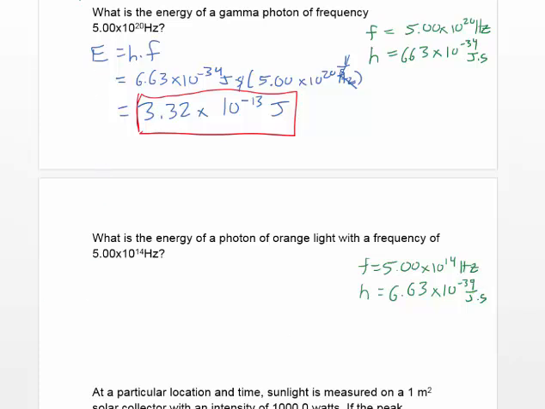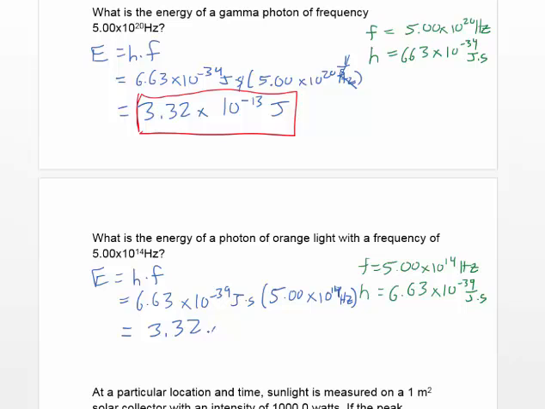What do we know? What's our equation? Energy is equal to h times the frequency, which is 6.63 times 10 to the negative 34th joule seconds times 5.00 times 10 to the 14th hertz. And that gives us, when we multiply those, 3.32 times 10 to the negative 19th joules. Once again, that's 1 over seconds to cancel the seconds, and that gives us our final answer for this case.